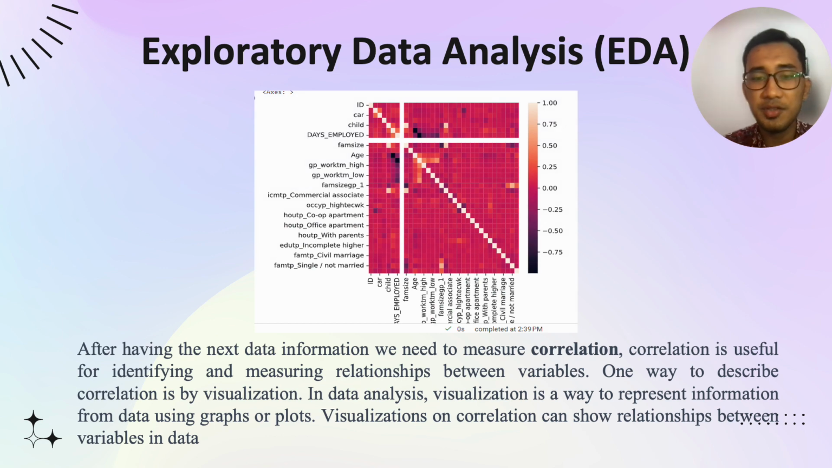After having the data information, we need to measure correlation. Correlation is useful for identifying and measuring relationships between variables. One way to describe correlation is by visualization. In data analysis, visualization represents information from data using a graph or plot. Visualization of correlation can show relationships between variables in the data.